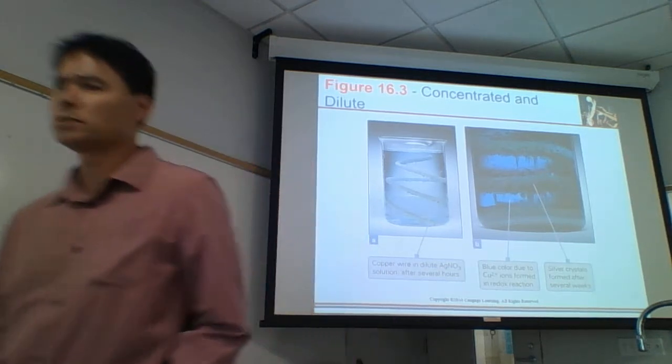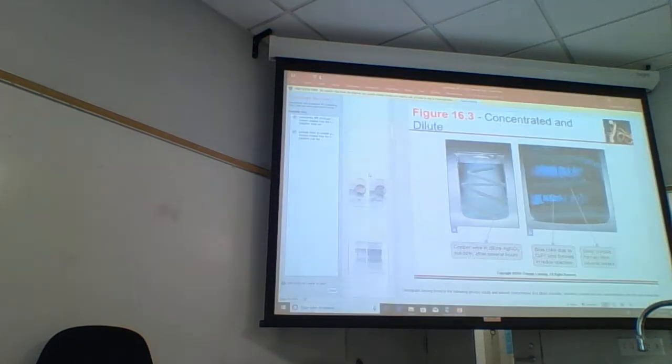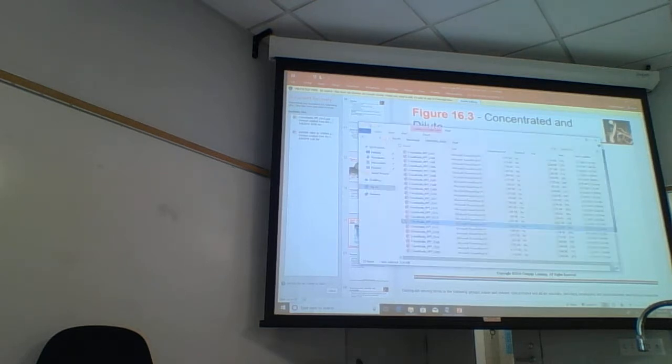When we look at the redox chart, what's a stronger oxidizer, silver ions or nitrate? You can look at the redox chart.